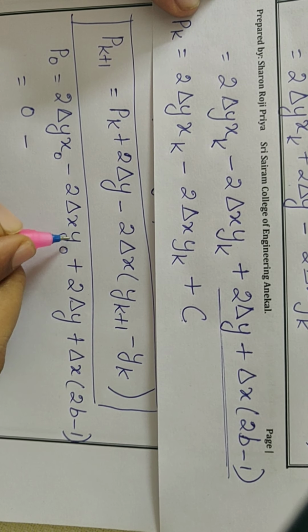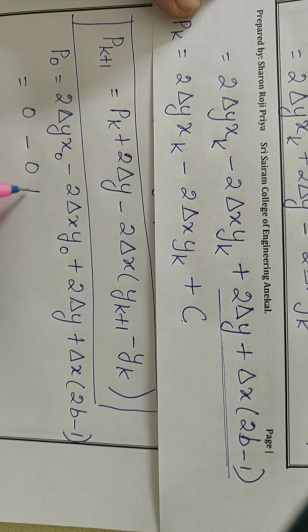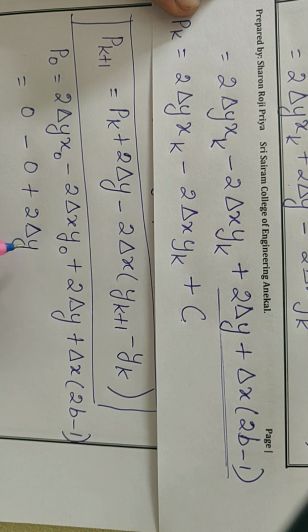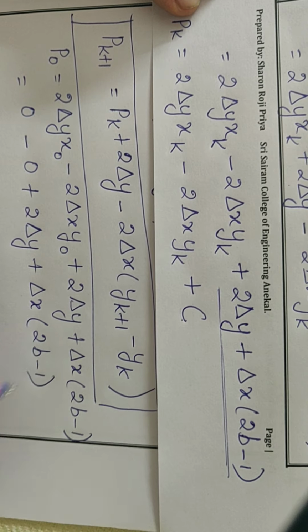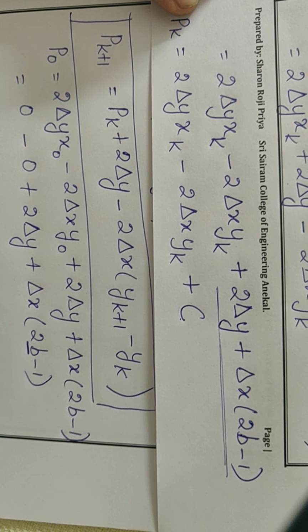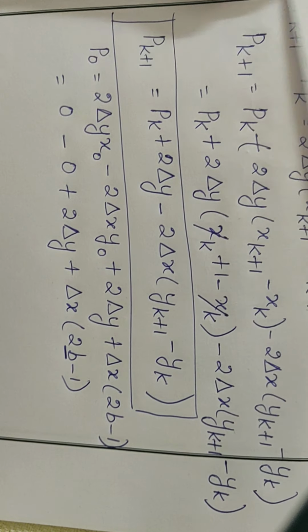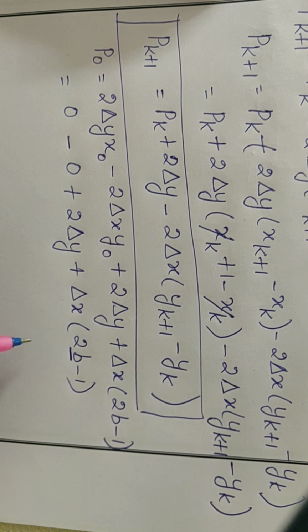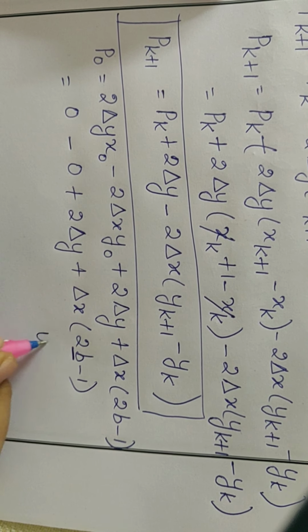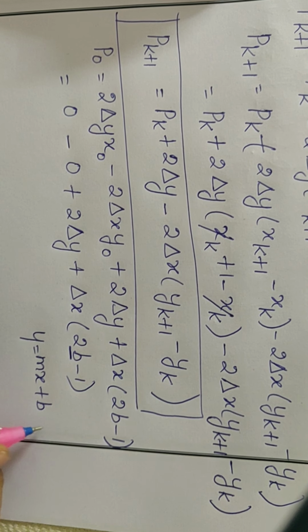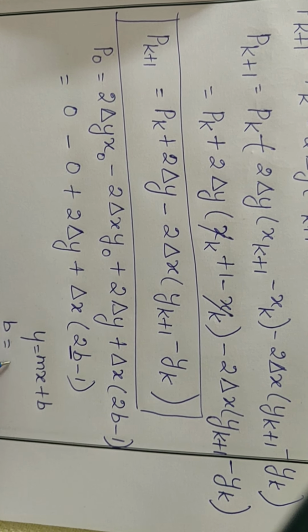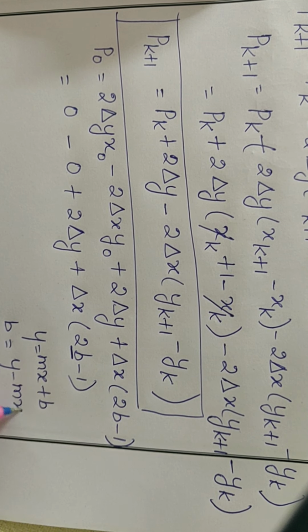Here also, if this becomes 0, everything becomes 0, plus 2 delta y plus delta x (2b minus 1). Now I have to calculate what this y value is. How will I calculate it? You know the slope-intercept formula, right? y is equal to mx plus b. From this, find out b. What is b? b is equal to y minus mx.